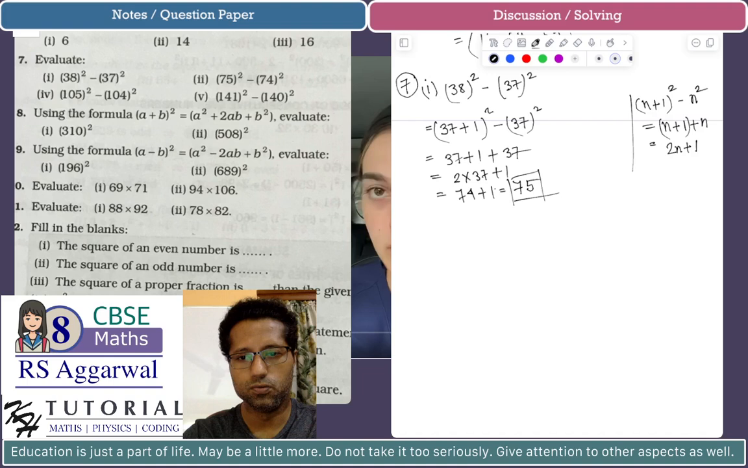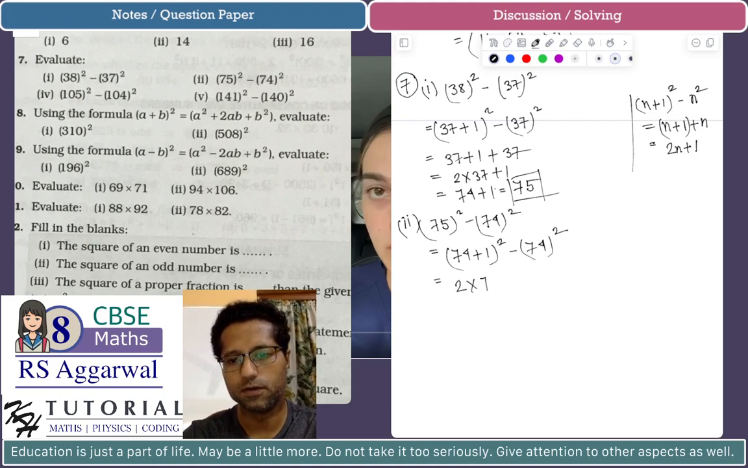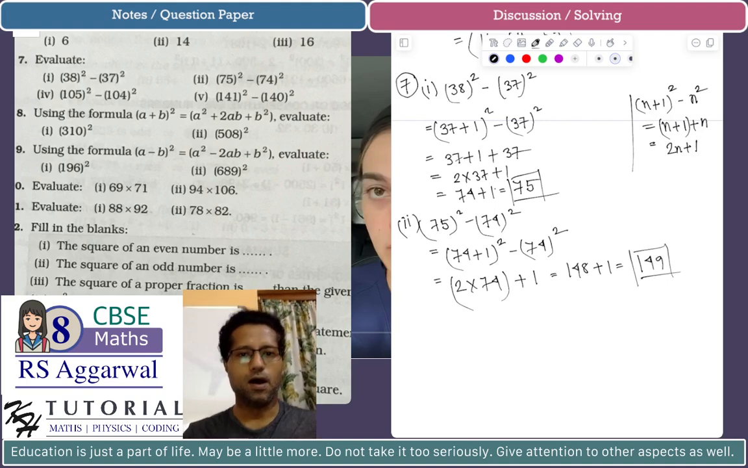Okay, part 2. It is 75 square minus 74 square. This is equal to 74 plus 1 square minus 74 square. So this is equal to 2 into 74 plus 1, which is 148 plus 1, that is 149. Now I hope you can do part 4 and part 5 of problem number 7.